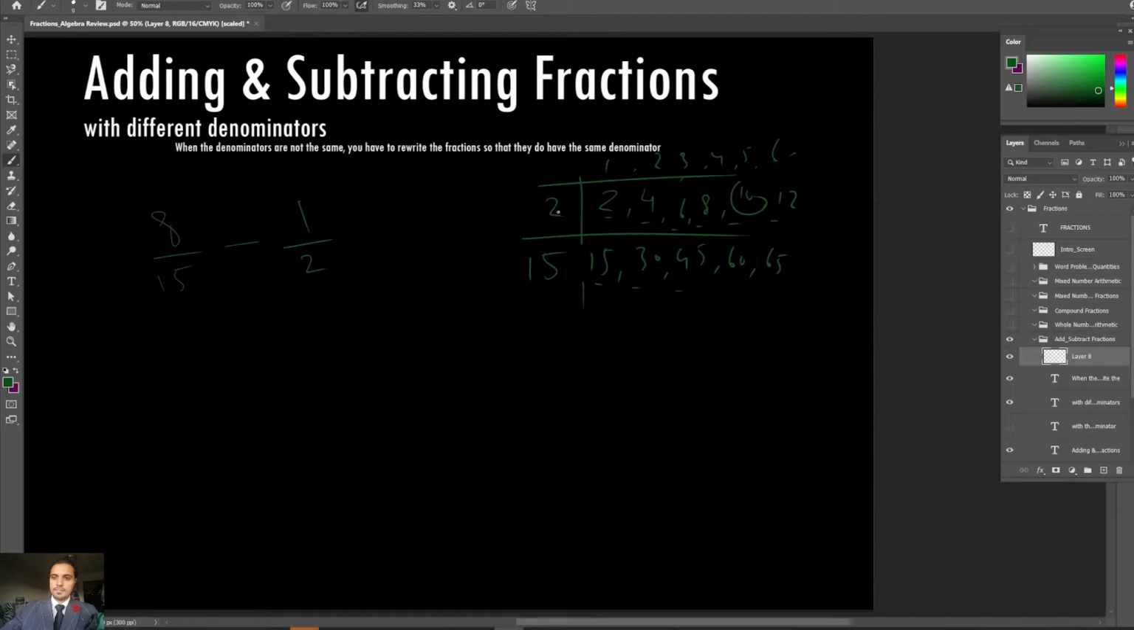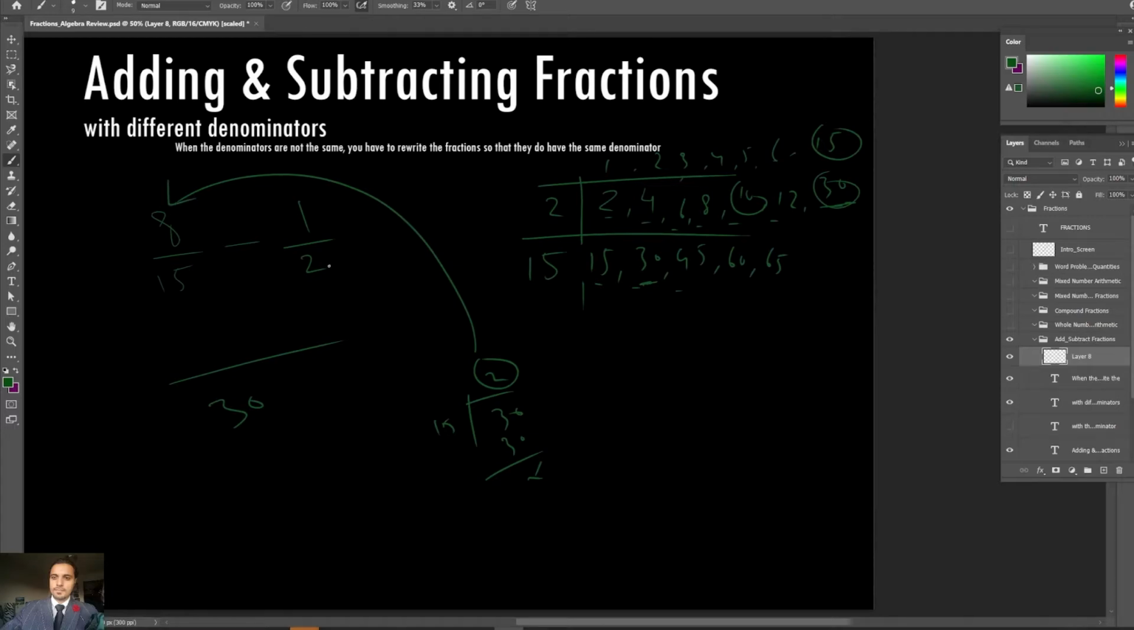However, if we keep going on the table for 2, we know that 2 times 15 is actually 30. So 30 is common here and 30 is common here, and so 30 is our new denominator. And then we're going to see how many times does 15 go into 30? Well, it goes 2 times, right? And so we multiply this 2 with this 8. And how many times does 2 go into 30? 15 times, with a remainder of 0.